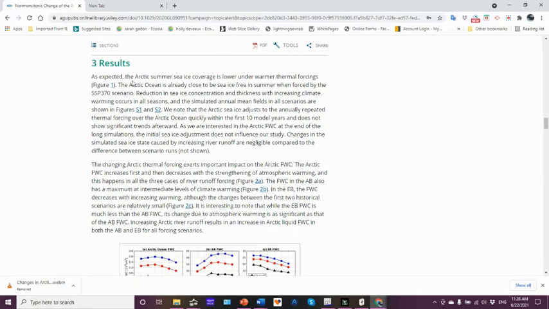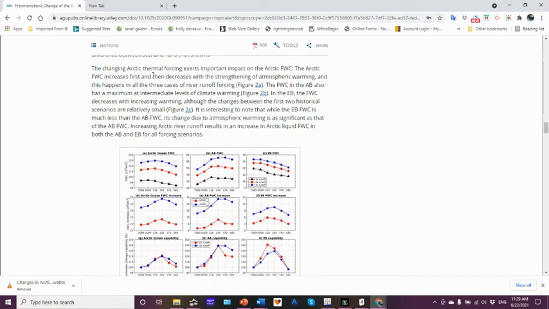Okay, so now looking at the results here. Let's start right here. It says the Arctic summer sea ice coverage is lower under warmer thermal forcings. That is not a surprise. The Arctic Ocean is already close to being sea ice free in summer when we're looking at the 370 scenario, which I showed you earlier. Basically, that's their way of saying a blue ocean event. Reduction in sea ice concentration and thickness with increasing climate warming occurs, and this is critical, in all seasons. That's very important.